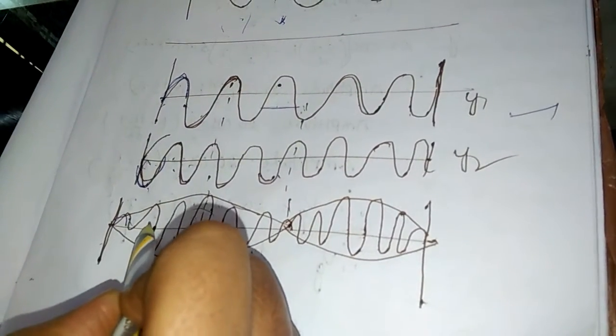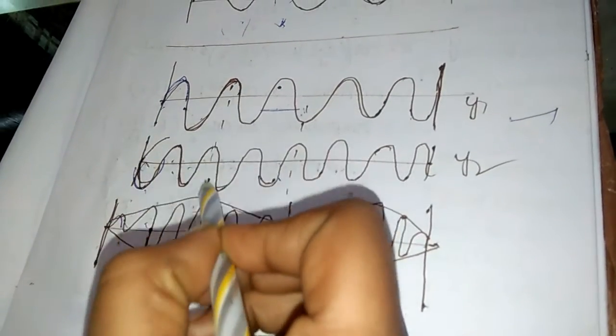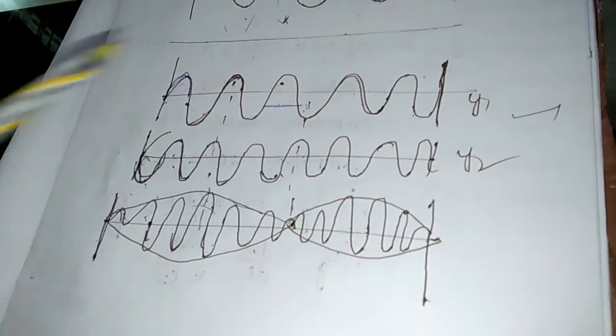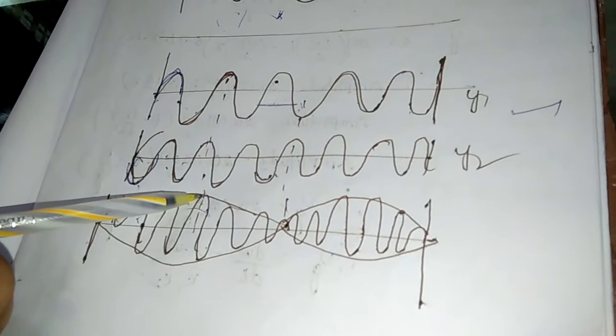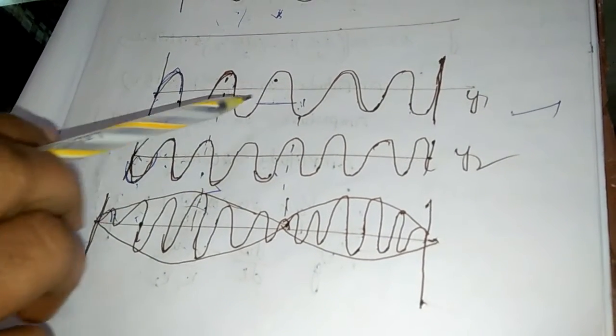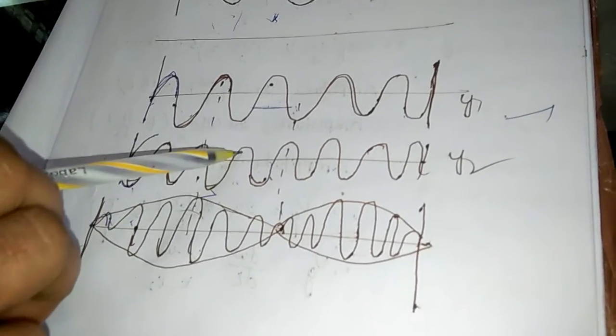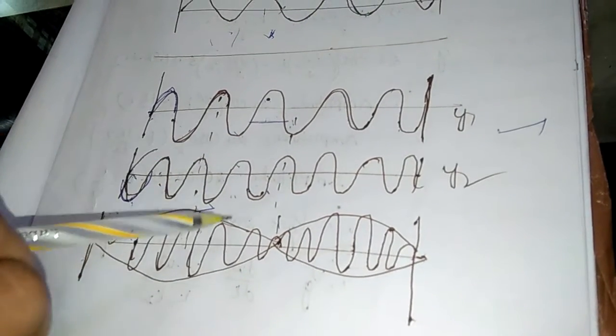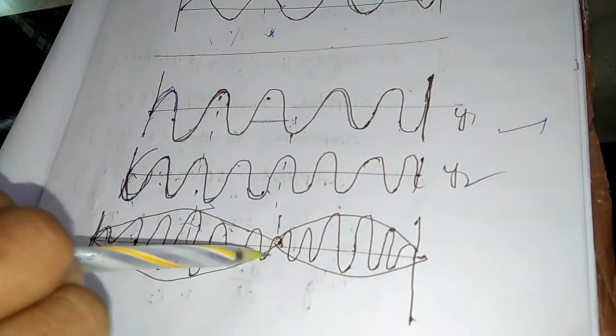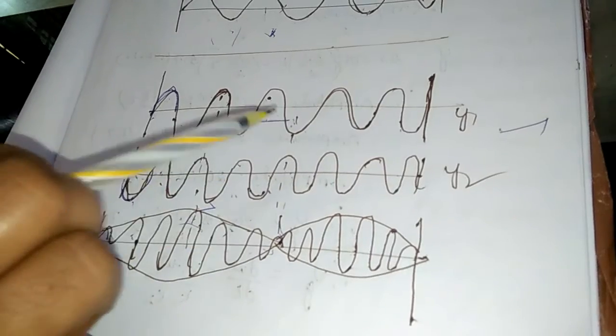Then the resultant also decreases. Look at here, these two waves are in the same plane. Then the resultant amplitude here increases. Here also, in the opposite direction, this is upwards and this is downwards, so the resultant amplitude slowly decreases.